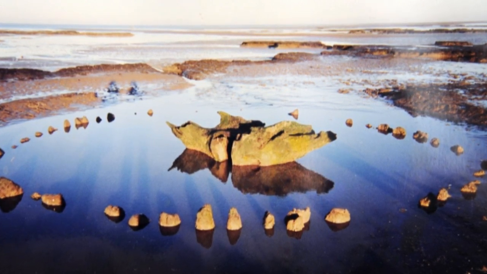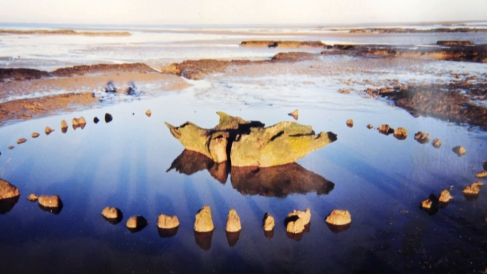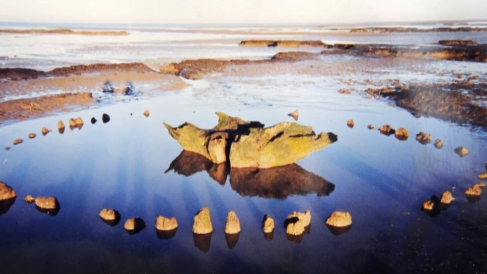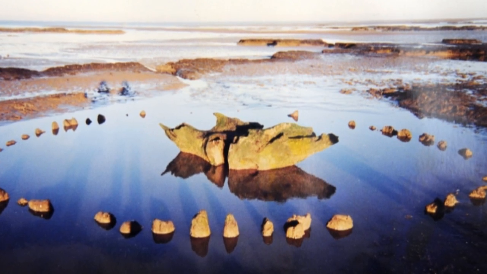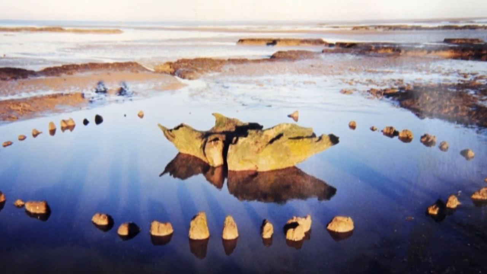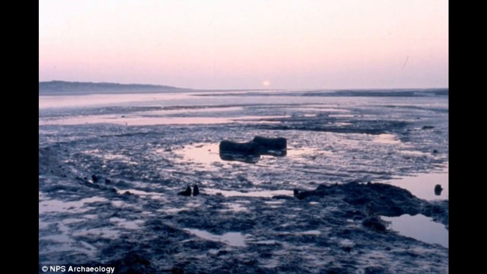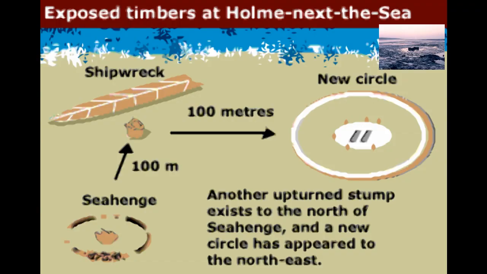What's interesting is that years later, I'm not sure of the exact date, they found another wooden circle in the vicinity of Seahenge, called Holme 2. It's not as well preserved, but there is a ring of posts around the outside with two trunks in the centre. These trunks at Holme 2 are laying flat on the ground. There's not an upturned tree trunk there.